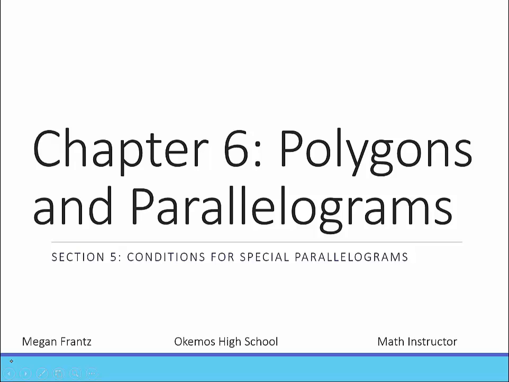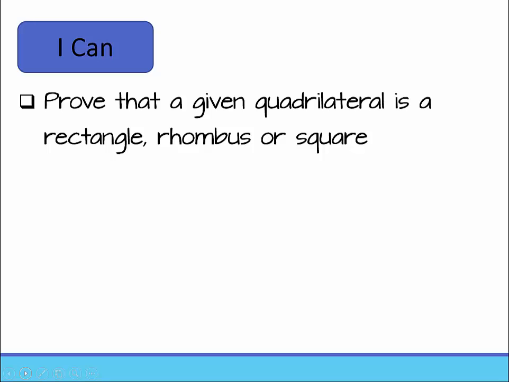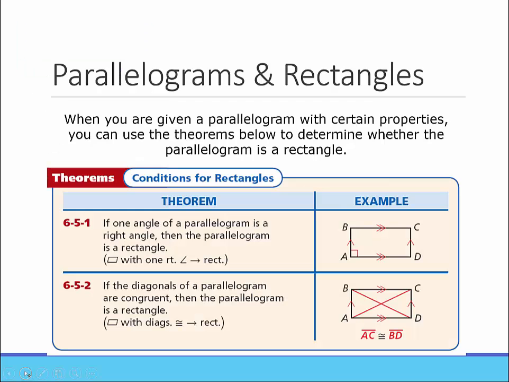Chapter 6, Section 5 is about conditions for special parallelograms. By the end of this lesson, you should be able to prove that a given quadrilateral is a rectangle, a rhombus, or a square. And we have certain conditions that each of them have to meet.